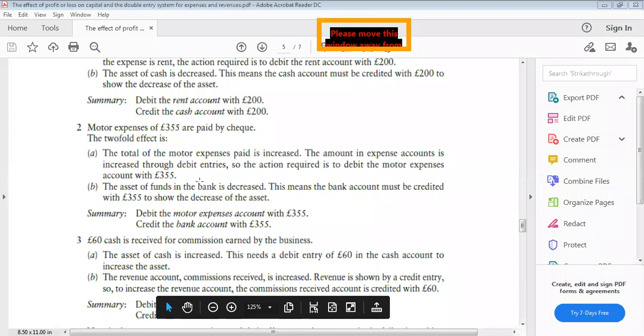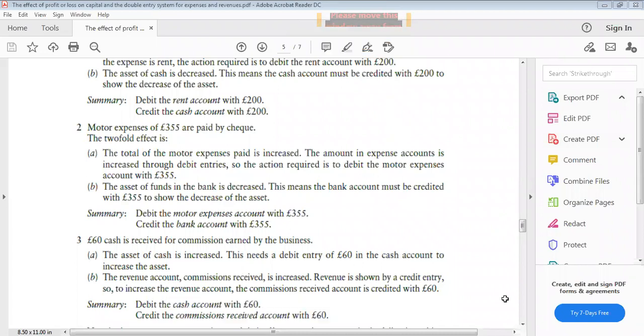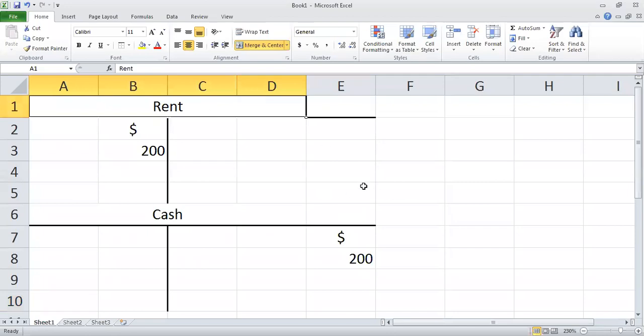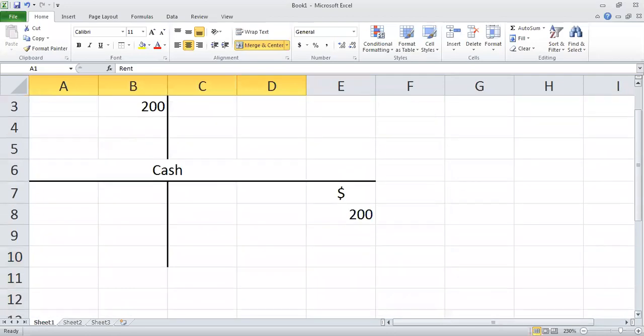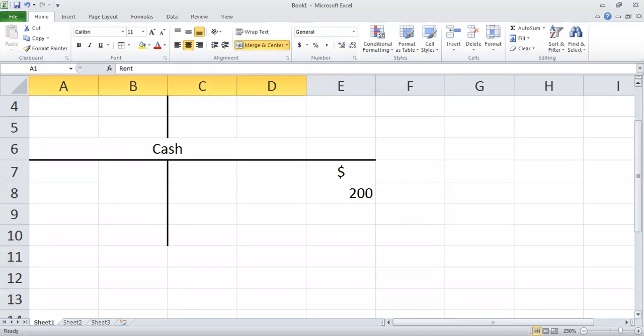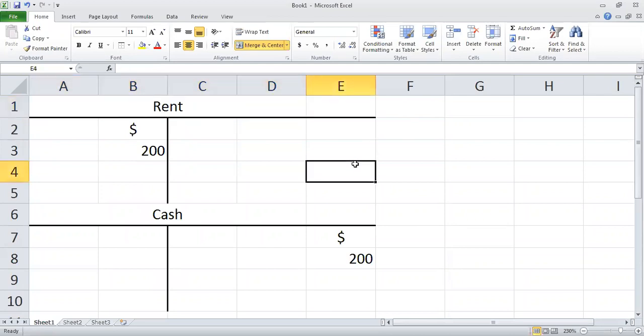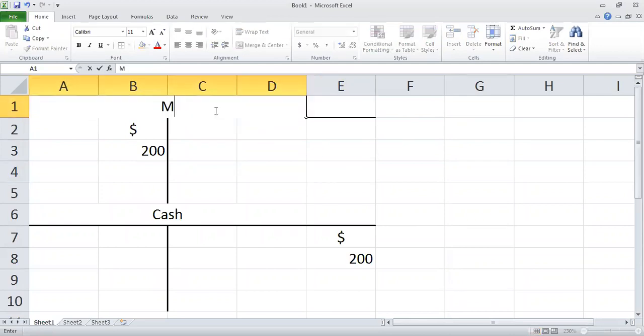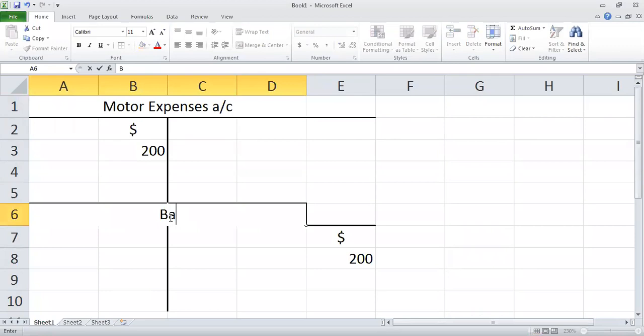I'm going to show you how this is done using T accounts. I'll create two different accounts now. We'll create the motor expenses account, AC being short for account, and also you have the bank account as well.